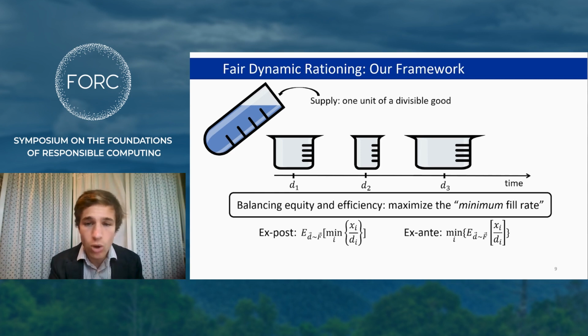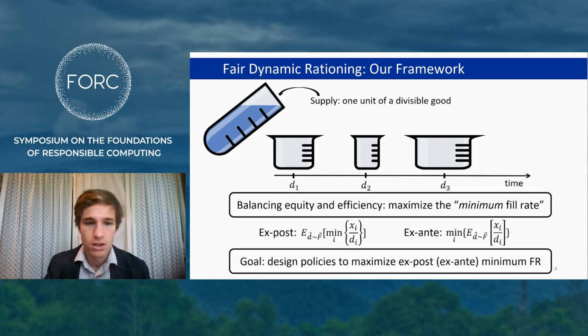Now, by Jensen's inequality, ex post fairness represents a lower bound on ex ante. So focusing on ex post comes with fairly minimal loss, and as we'll show later, the policy that we have in mind performs quite well on both metrics. Like I said, our goal is to design policies that maximize mostly the ex post minimum fill rate. If it also performs well in terms of the ex ante minimum fill rate, that would be cool.